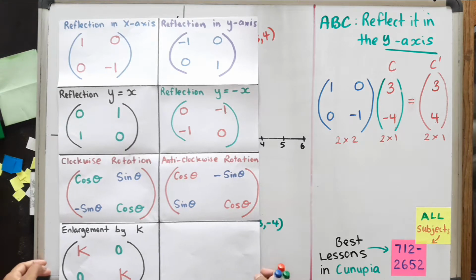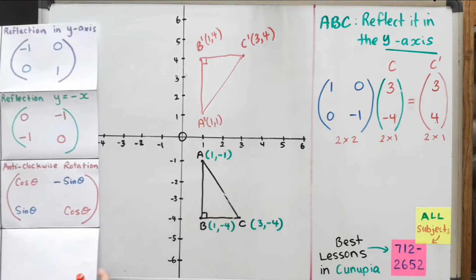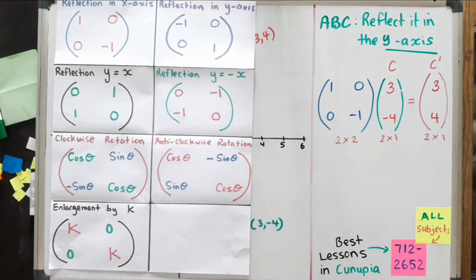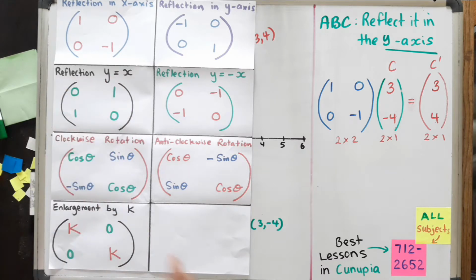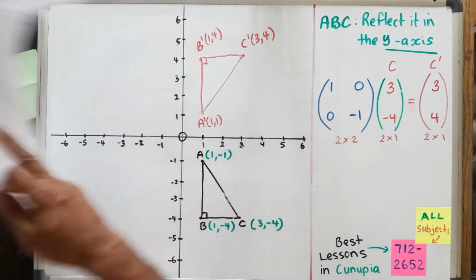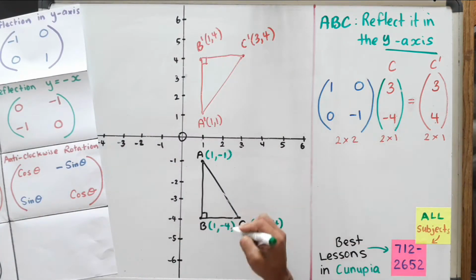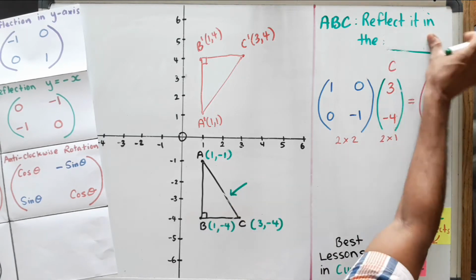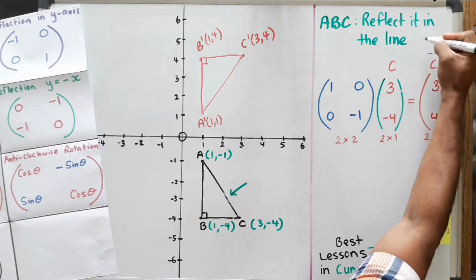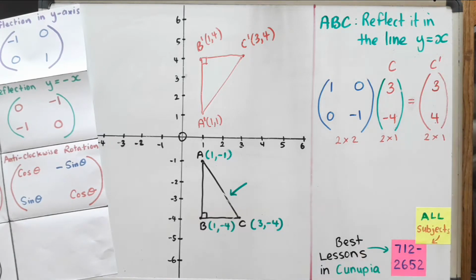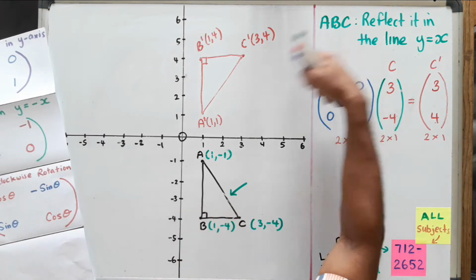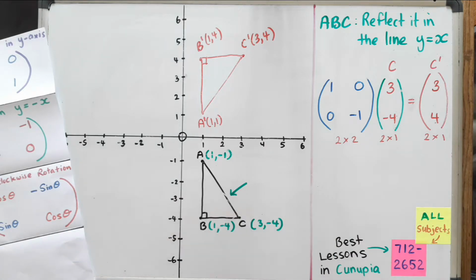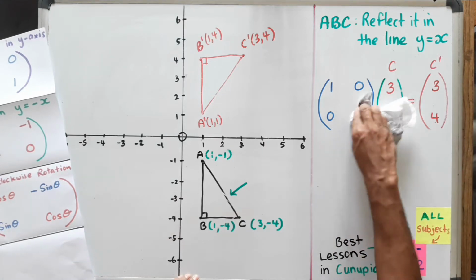All right, so let's try a different question now. I see a lot of students struggle with this, so let's do a reflection in y equals x. We want to reflect ABC, which is this triangle, in the line y equals x. And remember, they wanted to do it on the original triangle. They did not say A dash, B dash, or C dash. So let me just clean up here a little bit.